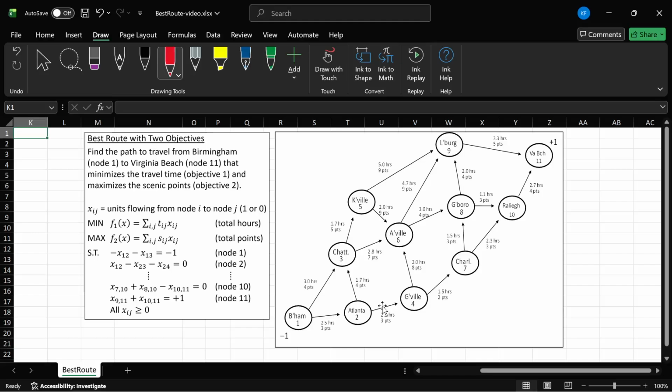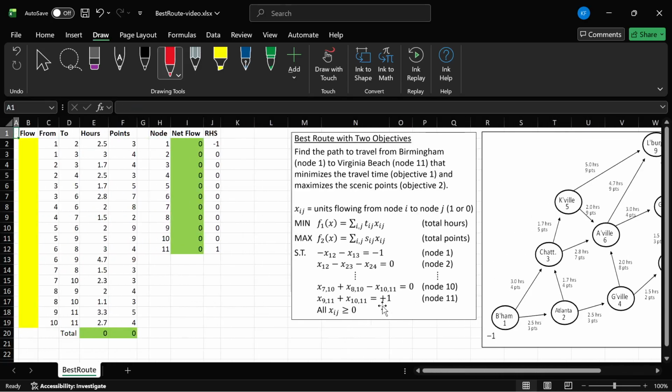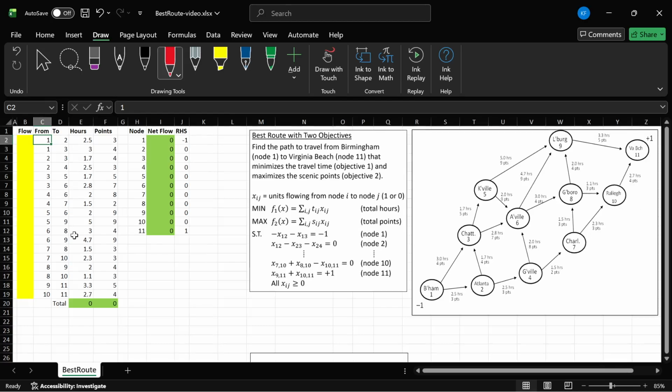To implement this model in Excel and solve it, we can create the following formulas and cells, right? So I have here a column for flow variables. These are the xij variables, number of units flowing. This is the indication from where to where. I listed all the arcs in the network on the right. I listed all the combinations, 1 2, 1 3, and so on. Then I put hours in this column, and then scenic points in this column, right?